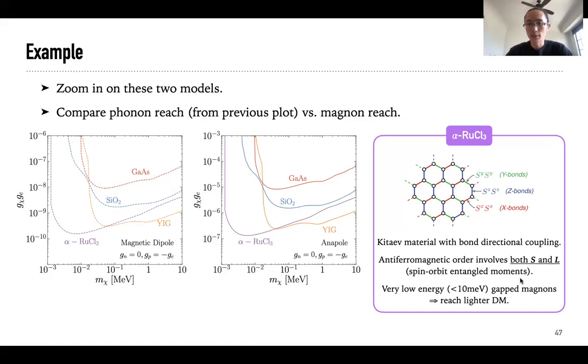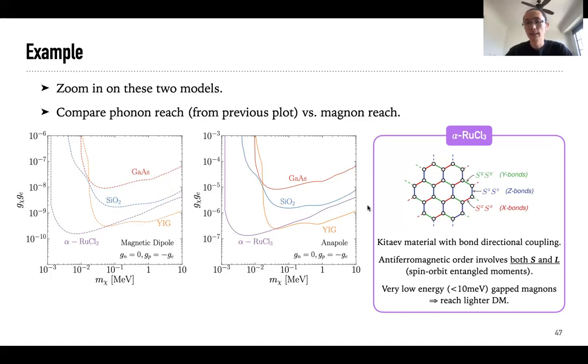And the other nice feature is that the gap magnon modes are at very low energies, below about 10 meV. So assuming we can achieve this kind of low threshold, we can really extend the reach to very low mass dark matter compared to all the other targets. So this is really nice. But again, this is very speculative. This is something that has not really been discussed in the context of making a detector.